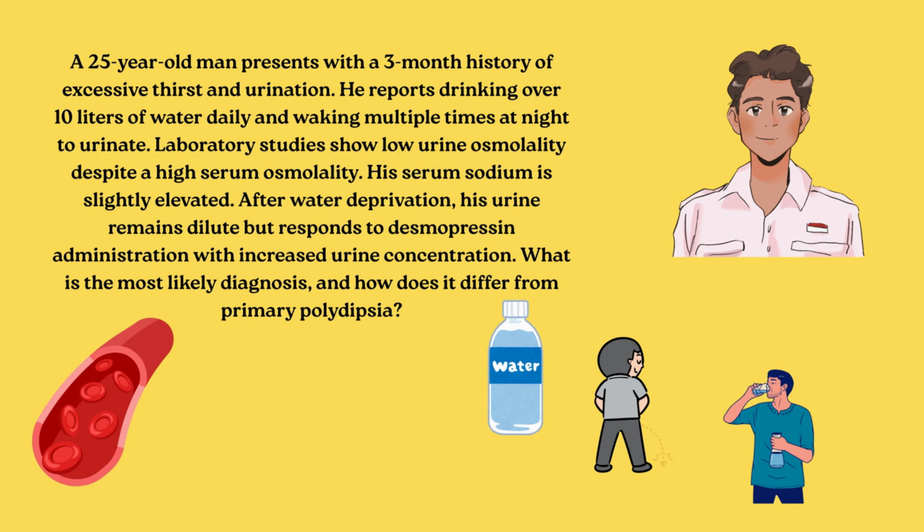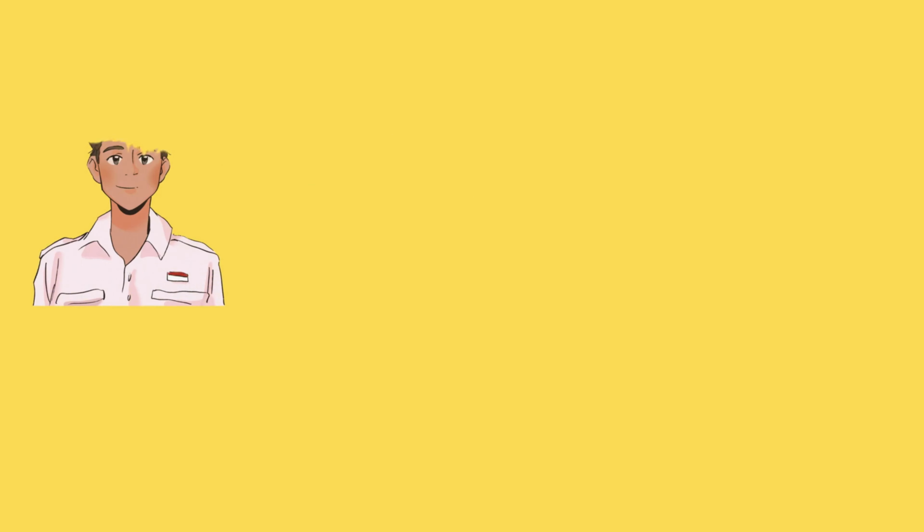After water deprivation, his urine remains dilute, but responds to desmopressin administration with increased urine concentration. What is the most likely diagnosis, and how does it differ from primary polydipsia? This patient's presentation is classic for central diabetes insipidus.